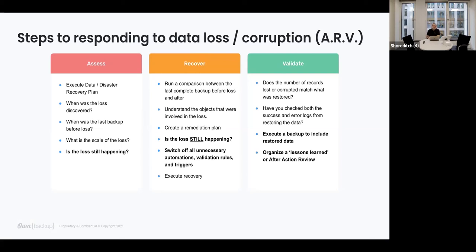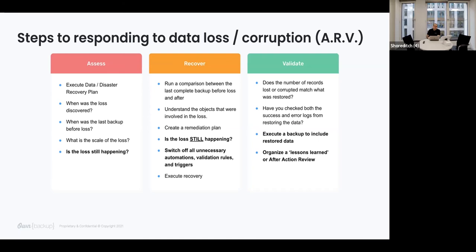But when we get to recover, we then need to make sure we do that assessment and compare between the last complete backup you have and the backup that has the data loss as well. And OwnBackup allows us to do that very, very quickly. You can see where the gaps are. But then with that, you can start to understand which objects are involved in that loss and create the remediation plan. So actually understanding how these objects need to be restored and what needs to go first.